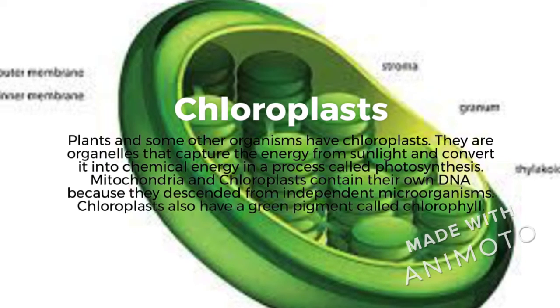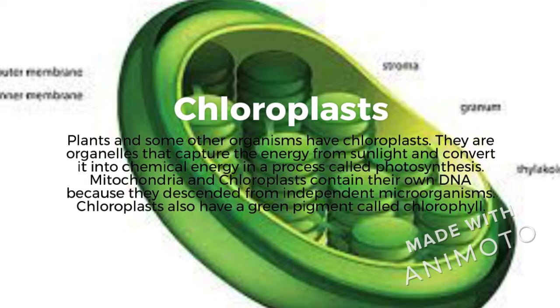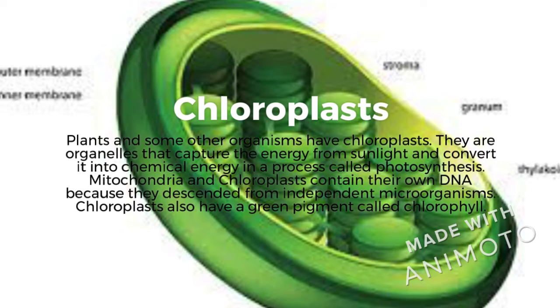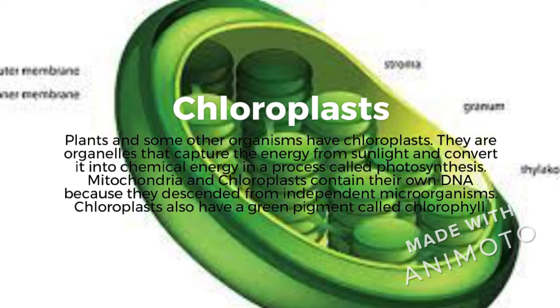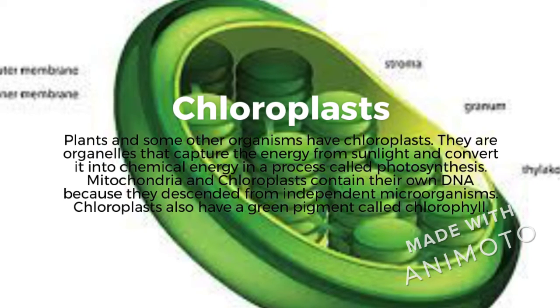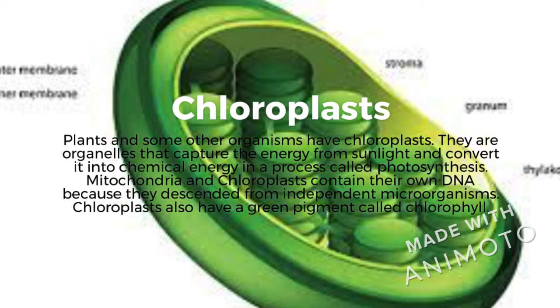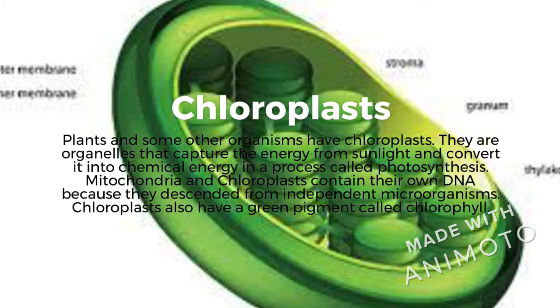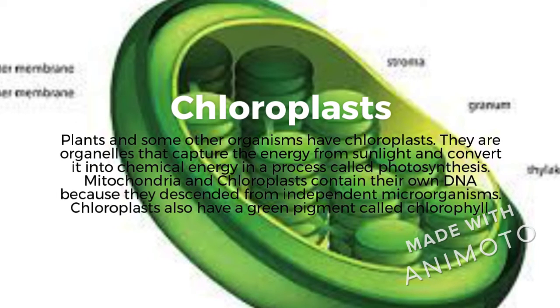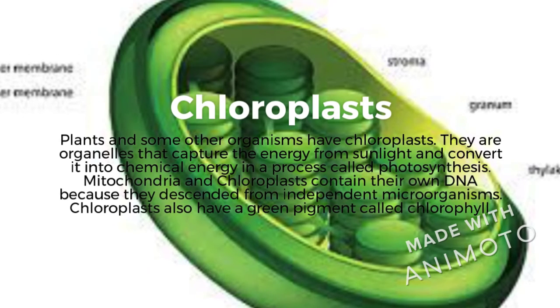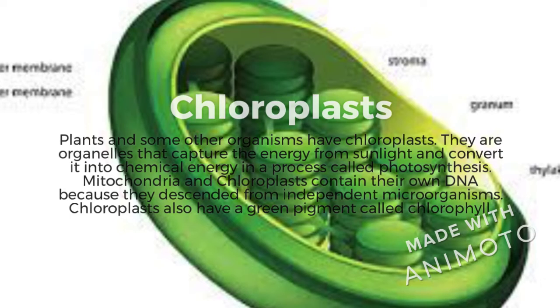Chloroplasts. Plants and some other organisms have chloroplasts. They are organelles that capture the energy from sunlight and convert it into chemical energy in a process called photosynthesis. Mitochondria and chloroplasts contain their own DNA because they descended from independent microorganisms. Chloroplasts also have a green pigment called chlorophyll.